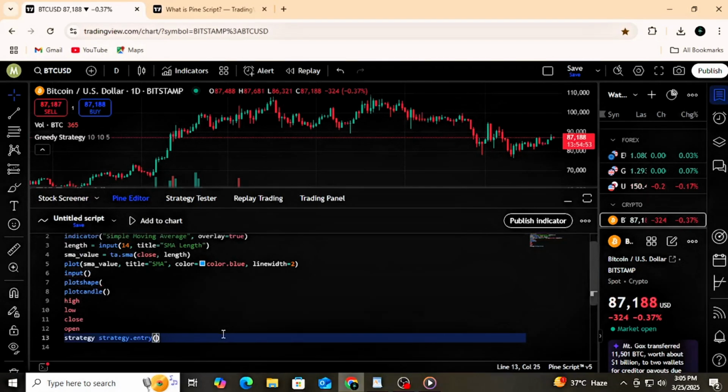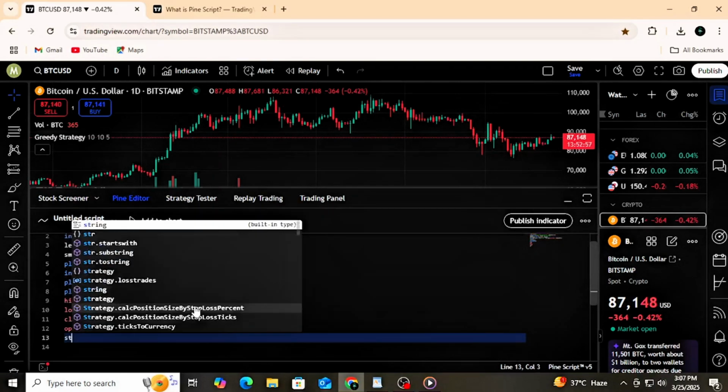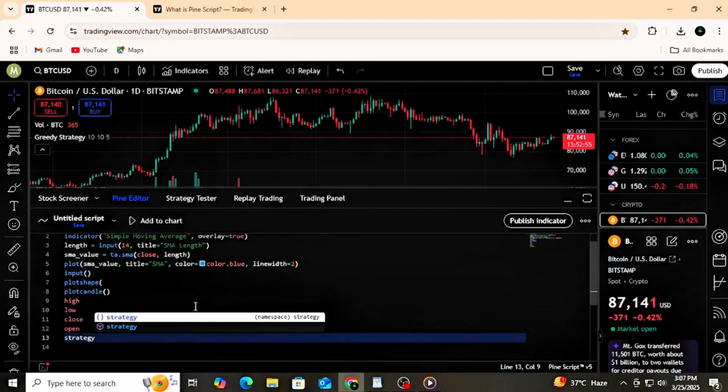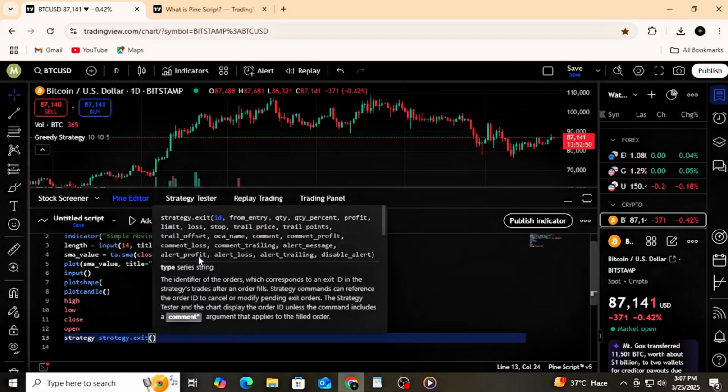The strategy entry function is used to open a position when a predefined condition is met, such as a price breakout or a moving average crossover. The strategy exit function determines when to close a position, ensuring that trades are exited at appropriate times based on strategy rules.